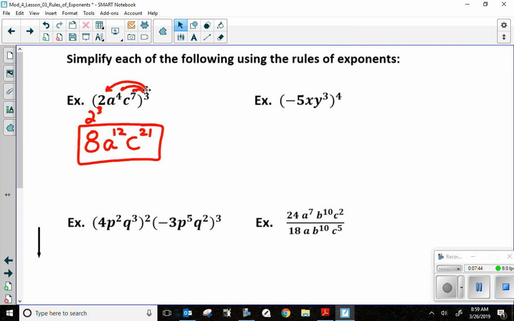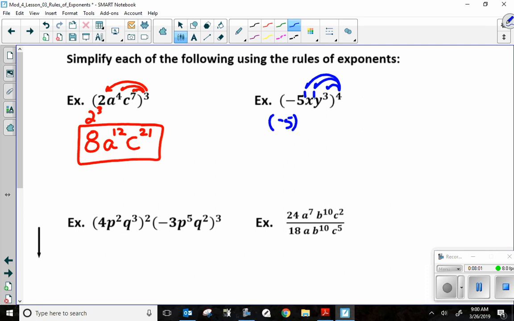Let's look at top right. I've got to apply the 4th power to everything in here. Remember, this exponent on the x is a 1, just like this 5 has an exponent of 1. That's negative 5 to the power of 4, x to the 1 times 4, and y to the 3 times 4. I didn't write it out this way for the first one because it should be review and it should be simple. x to the 4 times 1 is 4, y to the 3 times 4 is 12, and negative 5 to the 4th power is 25 times 25, 625.